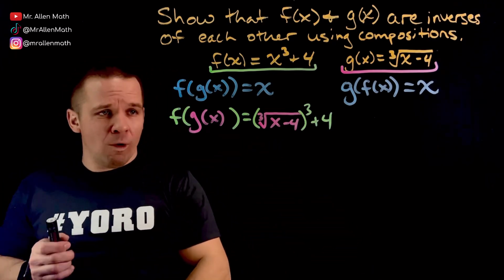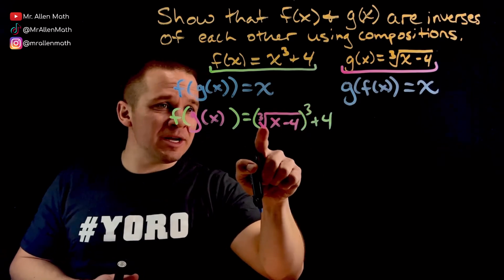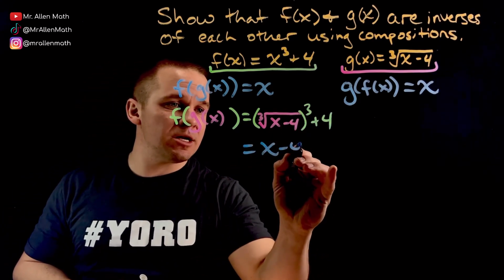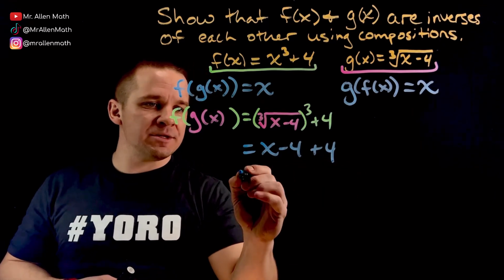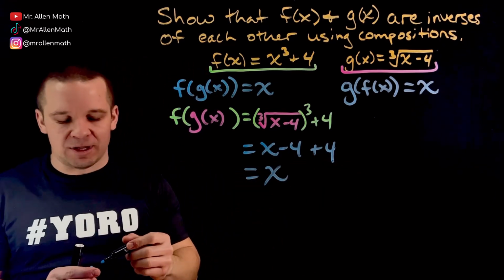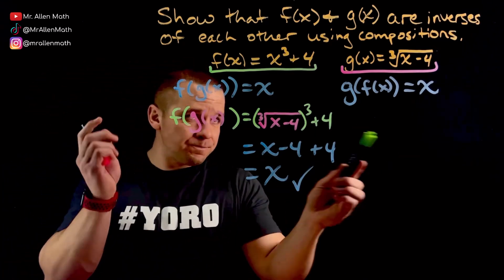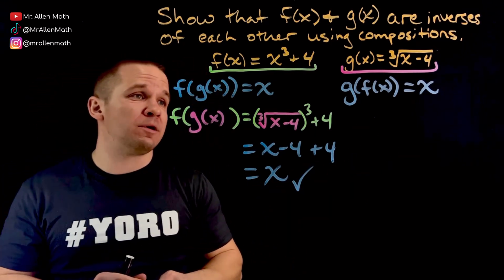So what's going to happen here? Well, the cubed and cube root will undo each other. They'll cancel each other out. I'm left with x minus 4 plus 4. What happens to those? Ooh, they cancel. I'm left with x. So far, so good. Now let's do the other one and see if we also get x.